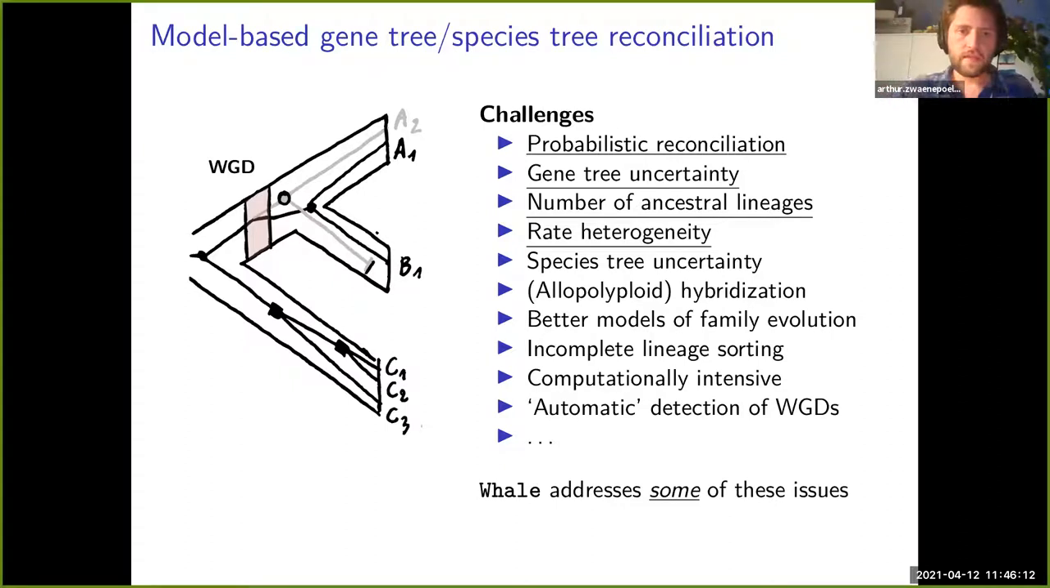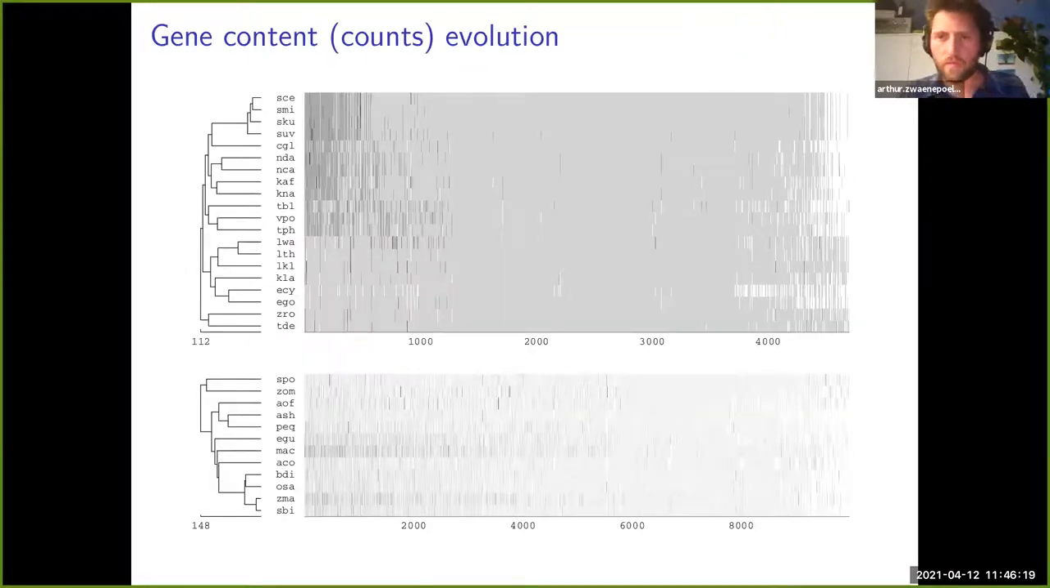And that's why I turned back to a simpler kind of data to confront to the model: gene content, or gene counts. Gene content is fairly easy to see what it is. I mean, it's the gene families, the gene counts. So we inferred a bunch of gene families. They are in the columns of these matrices here. And we just count how many genes there are in each species, in each family.